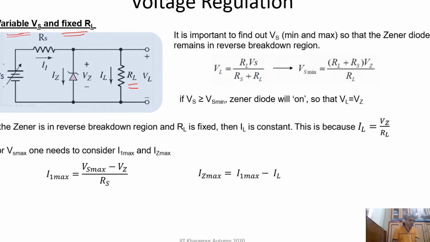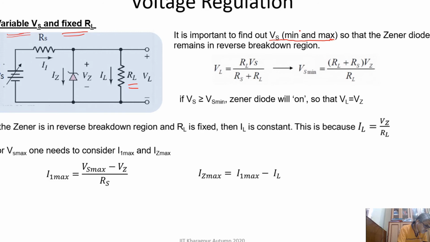Now if that is the case, we can find out again Vs min and Vs max, like we did in the last slide where we found out RL min and RL max. How can we find out Vs min and Vs max? Let's see that in the case of Vs min.